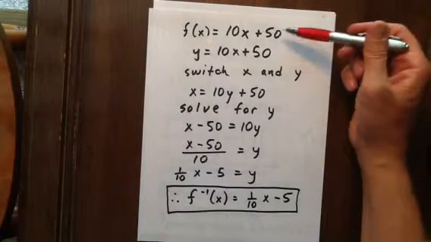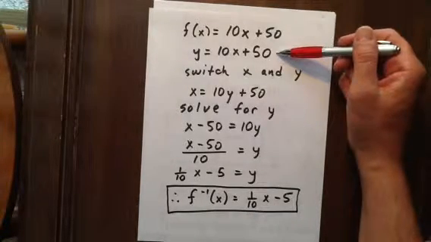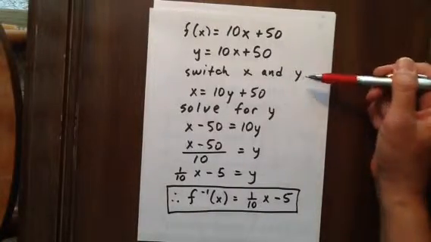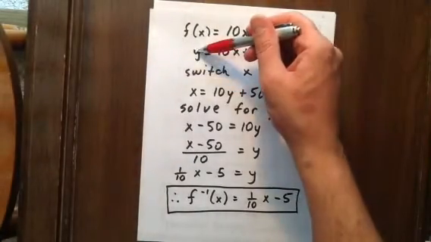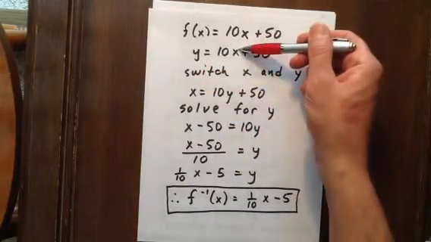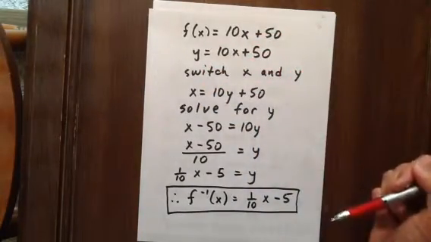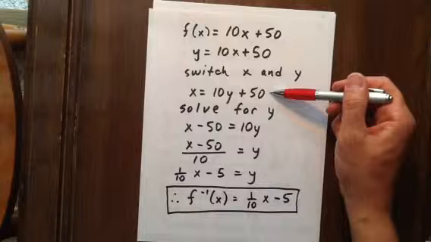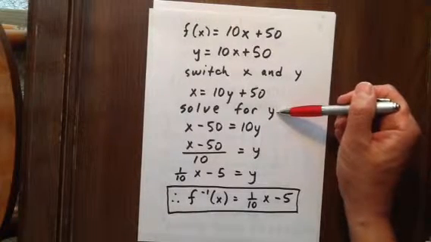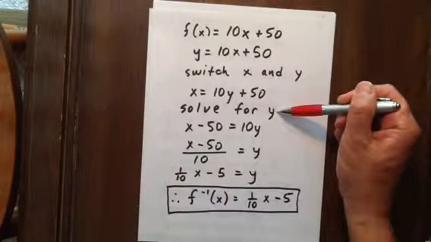So originally we had f at x equals 10x plus 50, so we say y equals 10x plus 50. After we switch x and y, we simply remove the y, put an x, remove the x, put a y. As simple as that. What we then want to do is solve for y. In other words, isolate the y.